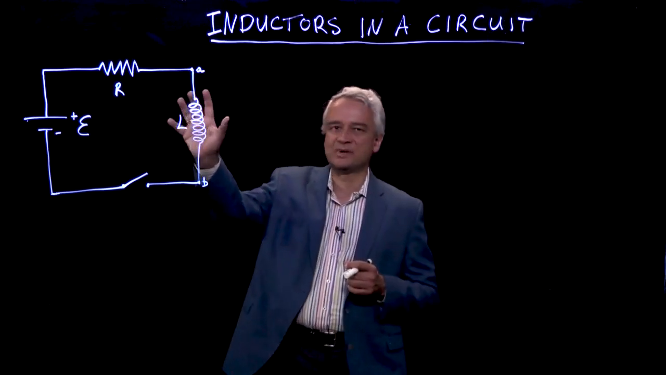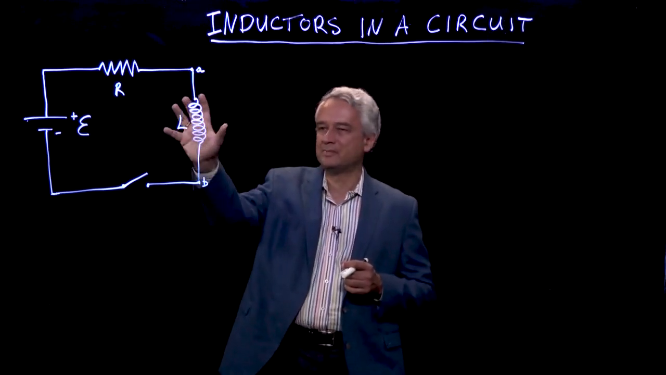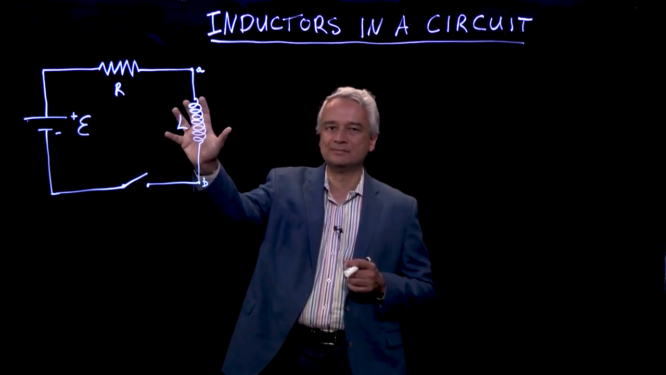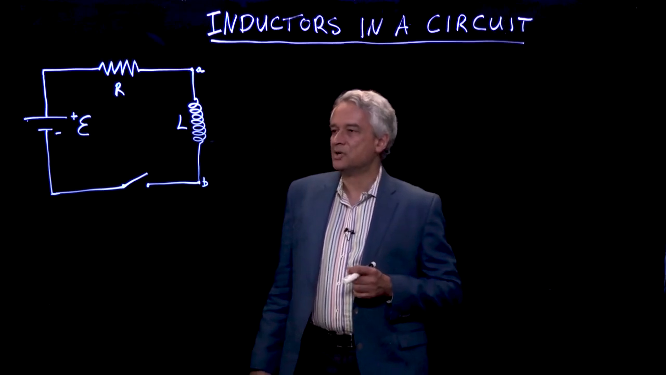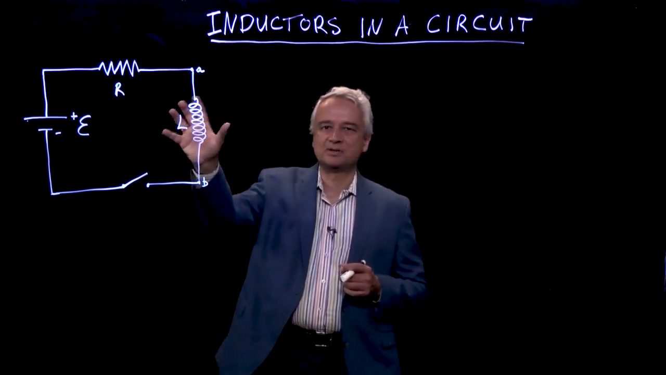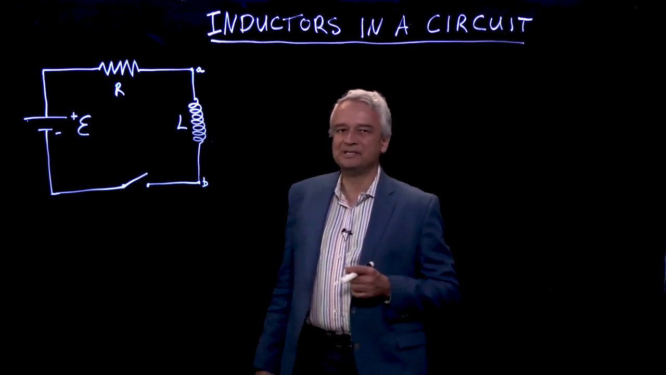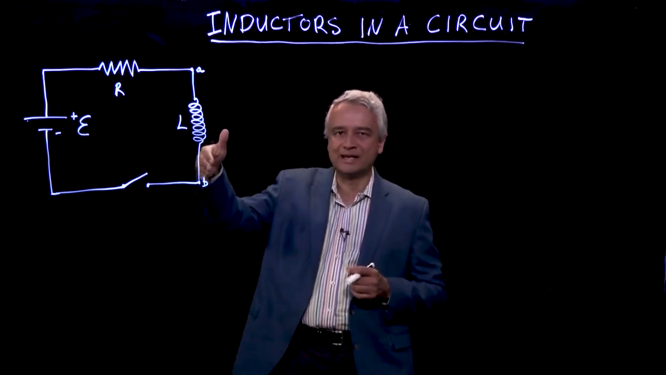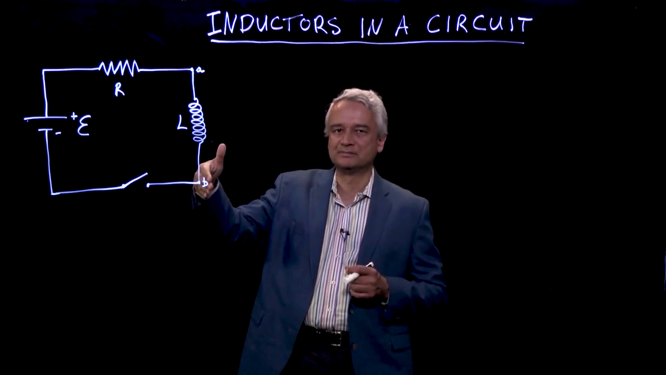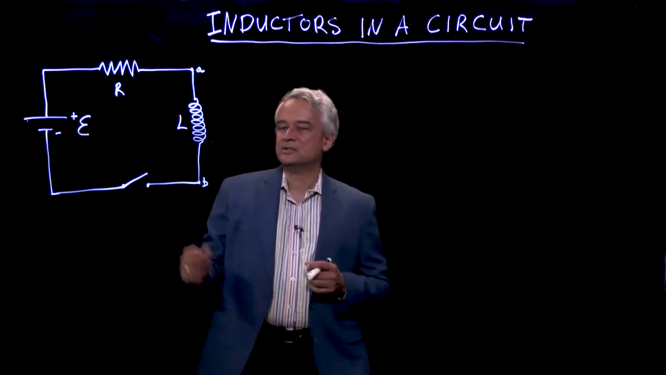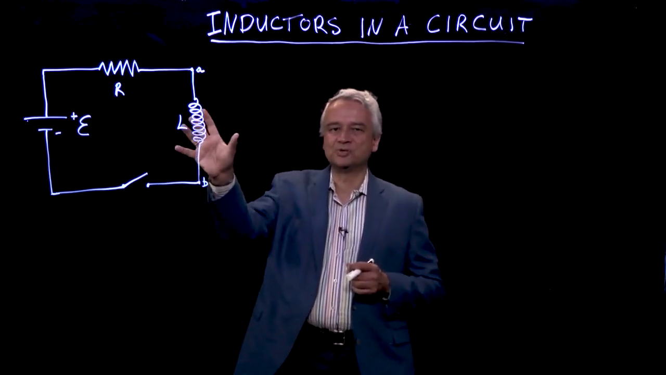We had a capacitor here. We started with the capacitor empty, no charge in it. And then we closed the switch and we asked what happened. So here we're going to start with the inductor empty. What does empty mean for an inductor? It means there's no magnetic flux through the coil. There's no current flowing through the inductor, and so no magnetic field energy stored in the inductor.